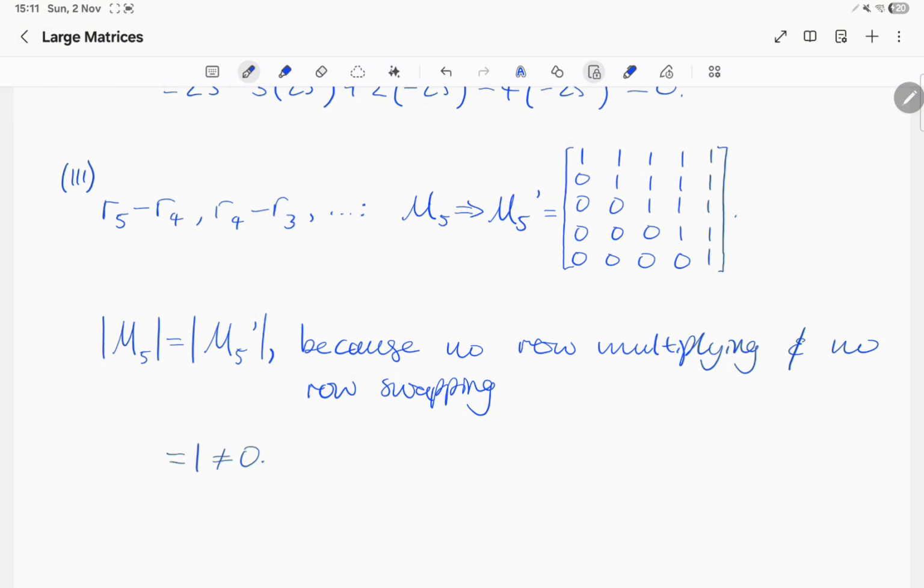Now we'll move on to part 3. Using the cofactor expansion means that we'll have to calculate 5 determinants of 4 by 4s, each of which is 4 determinants of 3 by 3. And therefore that means we have to calculate a grand total of 20 3 by 3 determinants, which is quite a bit of work.